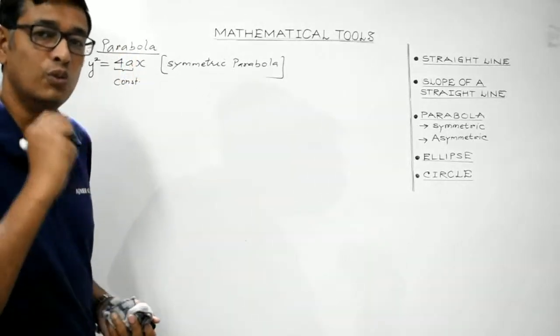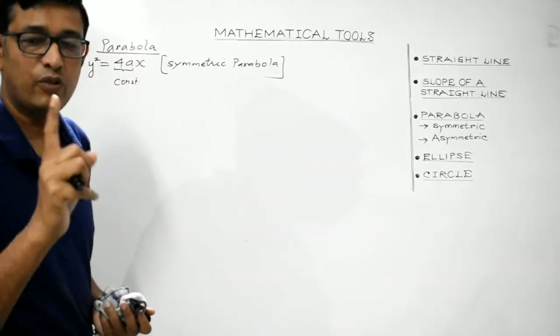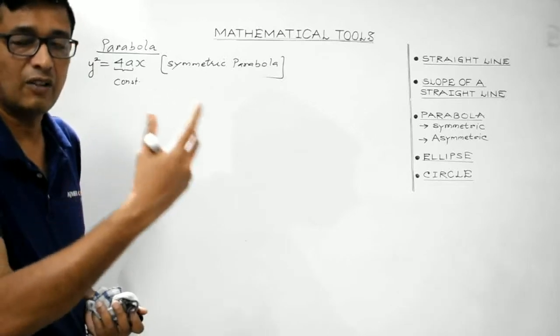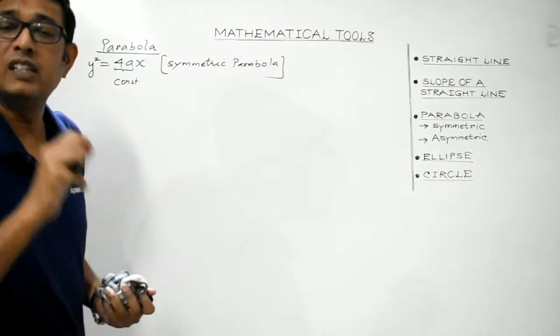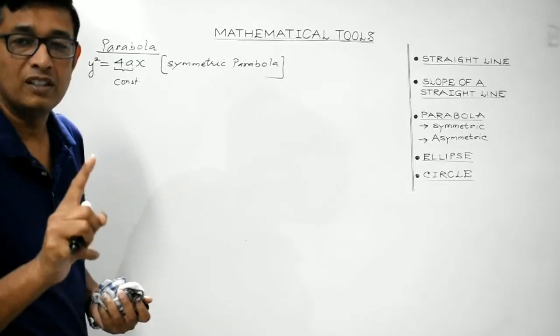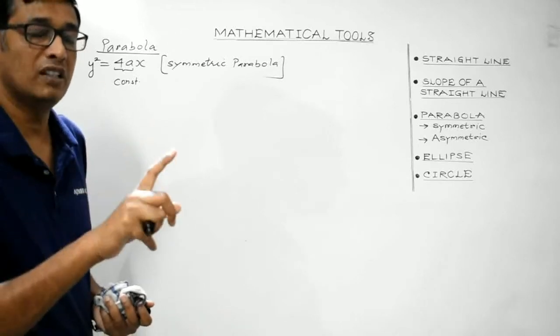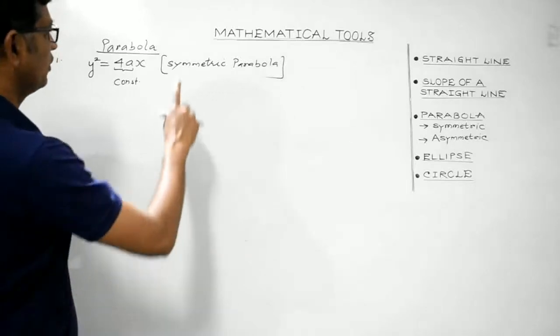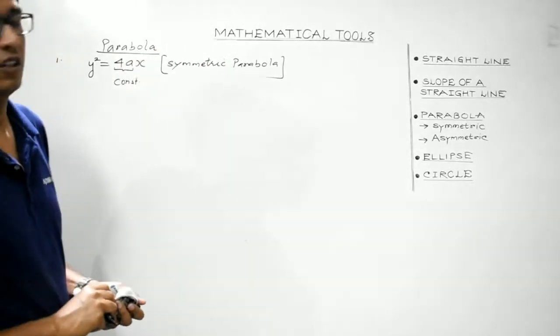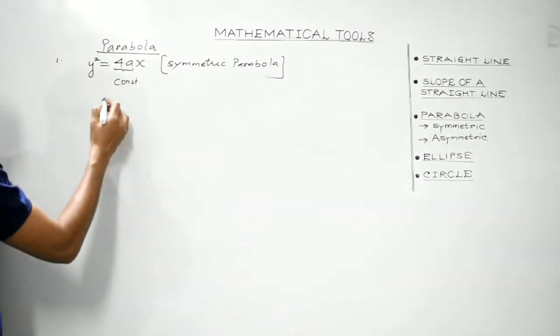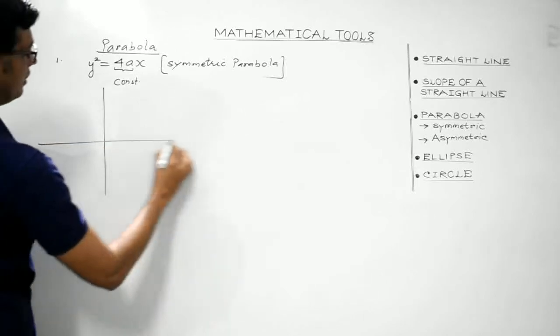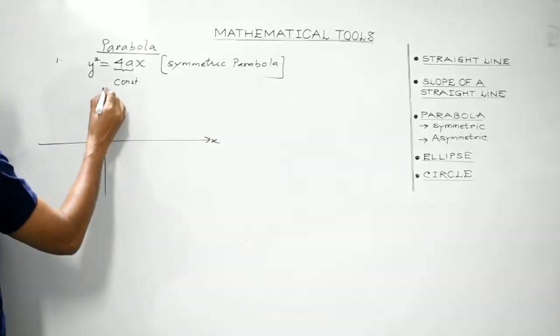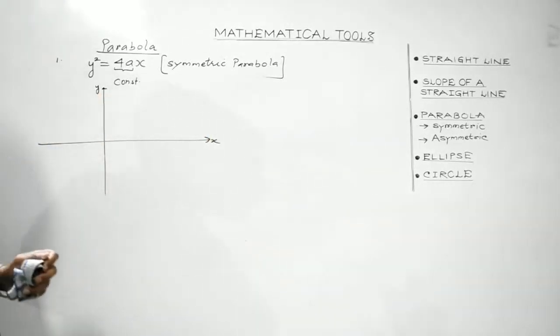It is 2. Whenever the degree of an equation is 1, the graph would always be a straight line. If the degree of the equation is 2, then the graph would always be a parabola, either a symmetric parabola or an asymmetric parabola. So let's first discuss the symmetric parabola, right? For this, the nature of the graph would be like this. This is the x-axis, this is the y-axis.